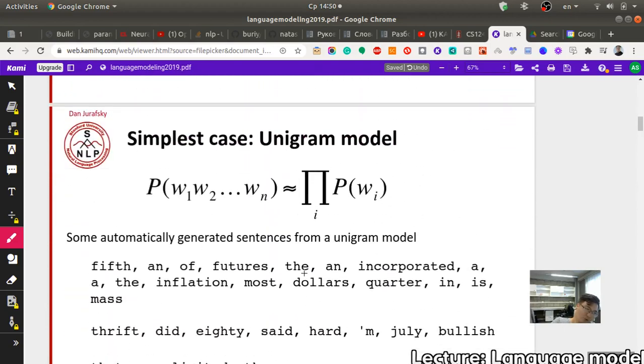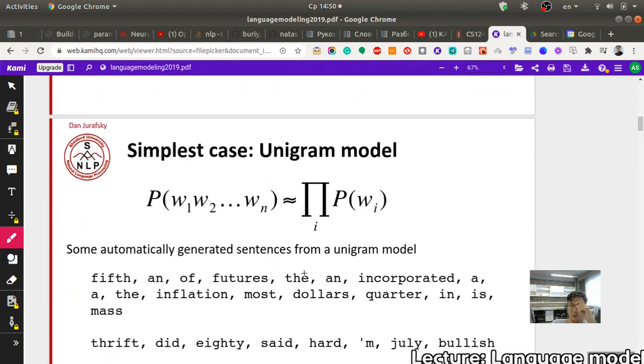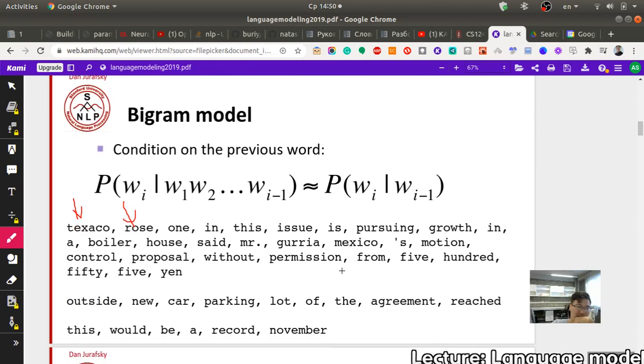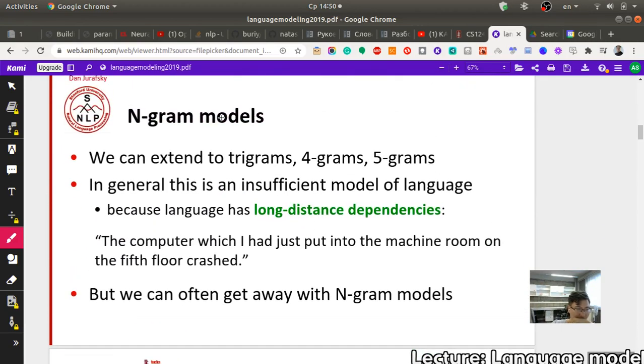N-gram models. So this was the unigram model, which means that you store only whether the word occurs or not, whereas bigram stores the word and the previous word. But in N-gram models, for example trigrams, it stores a word and two previous words. So by two previous words you can find the most suitable third word. The main point is that language often has long dependencies, so using these long dependencies you can find the words, but we can often get away with N-gram models.